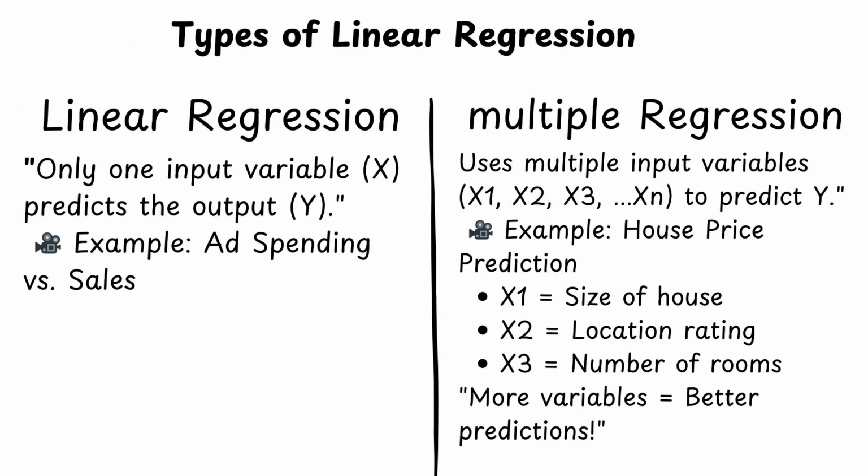There are two main types of linear regression. Simple linear regression: only one input variable x predicts the output y. Example: ad spending versus sales. Multiple linear regression uses multiple input variables x1, x2, x3, ... xn to predict y. Example: house price prediction. x1 equals size of house, x2 equals location rating, x3 equals number of rooms. Remember, more variables equals better predictions.